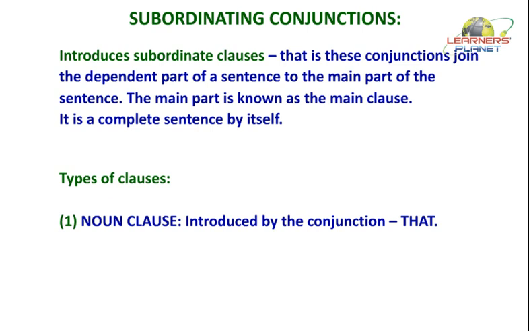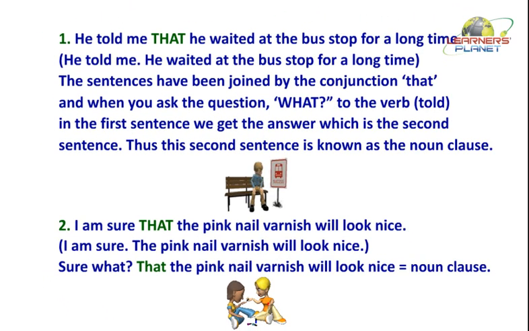The first type is known as the noun clause, and it is introduced by the conjunction that. See the examples and understand this use. In sentence 1, you can see that the two sentences have been joined by that. When we ask the question what to the verb in the first sentence, you get the second sentence as the answer. Thus, this part is known as the noun clause. Understand the other sentences similarly.